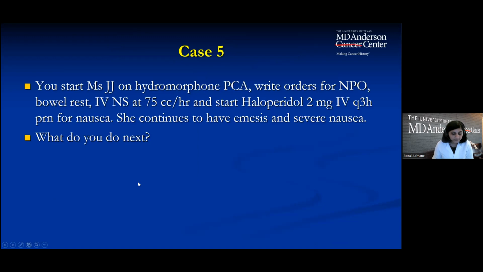So this is what you end up doing. You start her on a hydromorphone, patient-controlled analgesia. You write orders for bowel rest, normal saline, and then you start haloperidol for nausea. But she still continues to have severe nausea and vomiting. And so what do you do next?